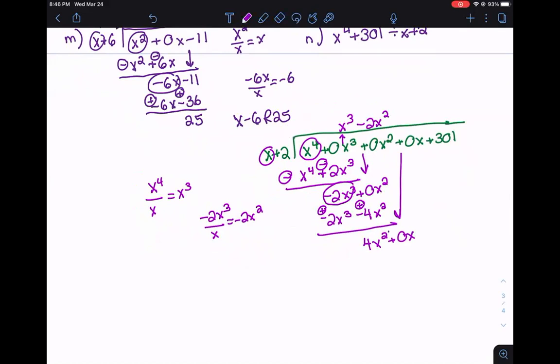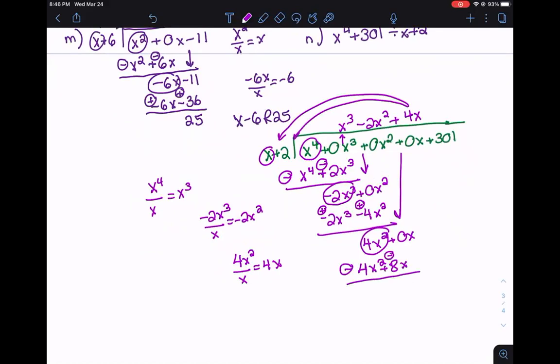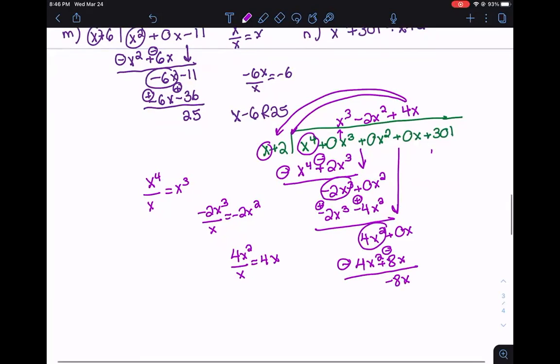Erasing my arrows, 4x squared divided by x is going to be 4x. 4x times x is 4x squared. 4x times 2 is 8x. Negate, negate. Those terms cancel. And now this is my last bring down. So I know that I'm almost done at this point.